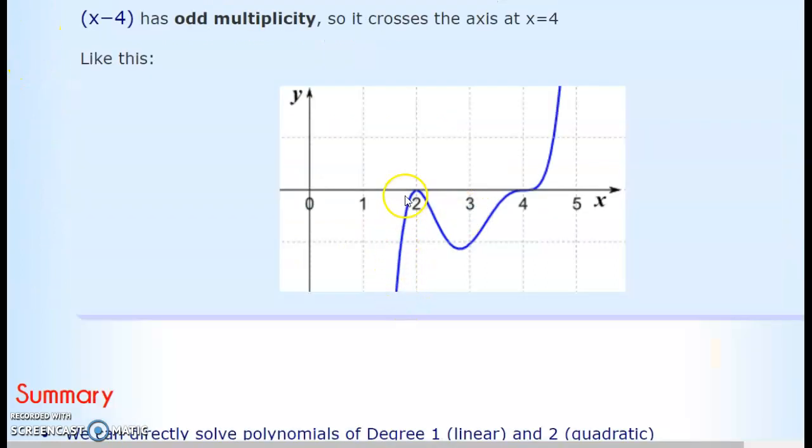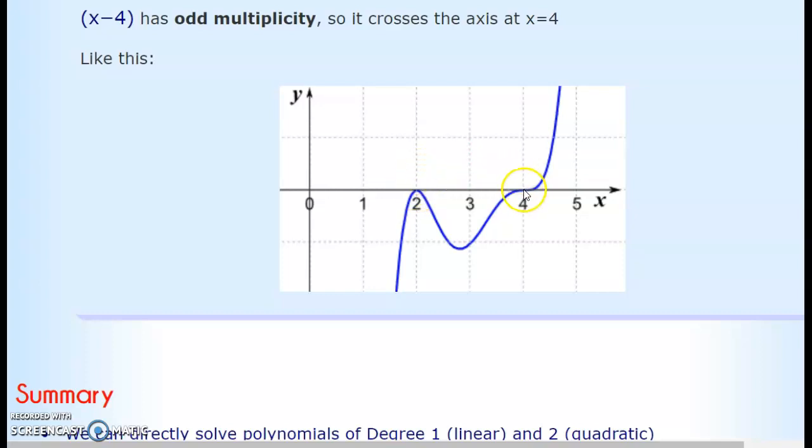So here's a picture of a random polynomial that's been graphed. We have an x-intercept at 2, and do you see how right here, if we were just to look at this, it looks like it's bouncing off like a quadratic? We could tell from the graph that this has a multiplicity of 2.